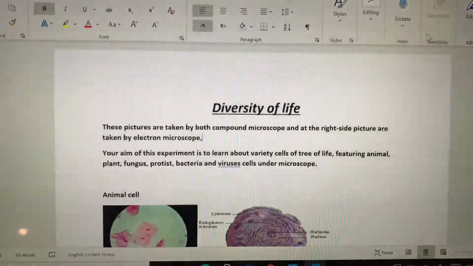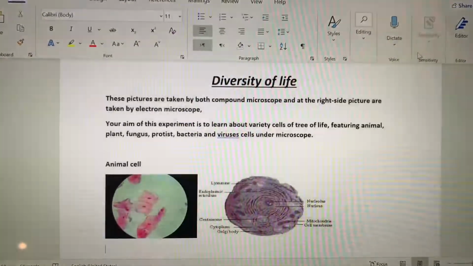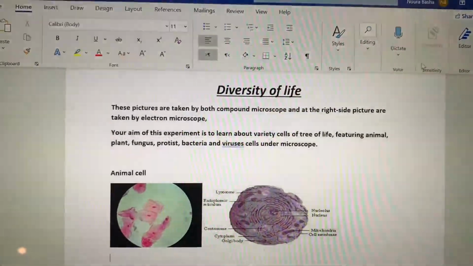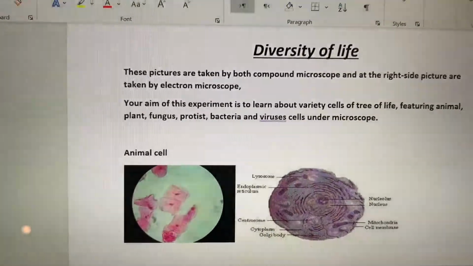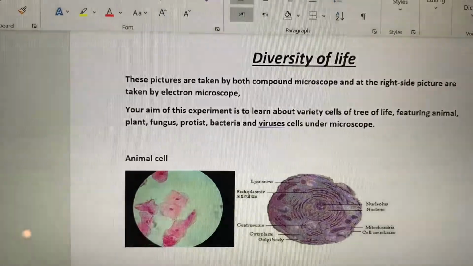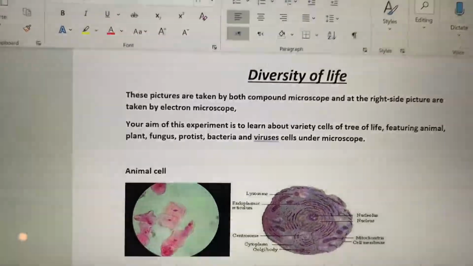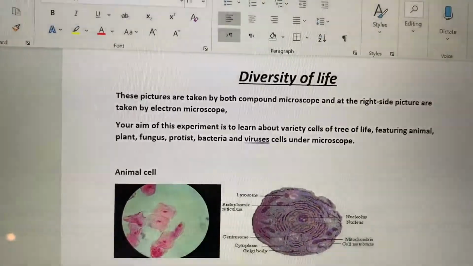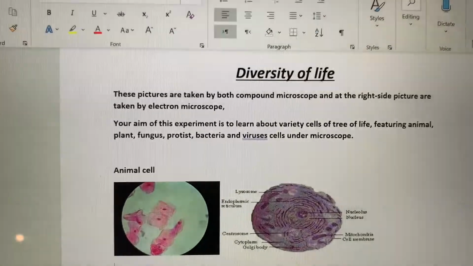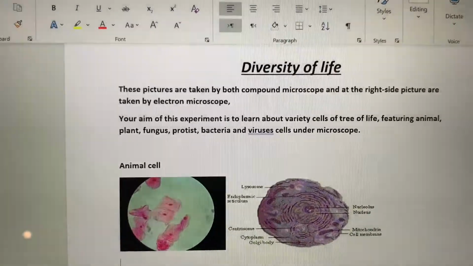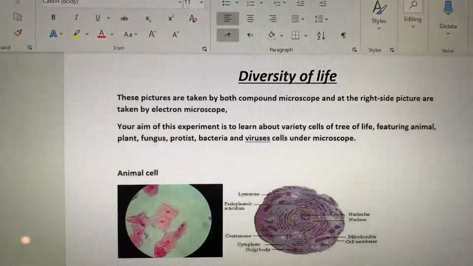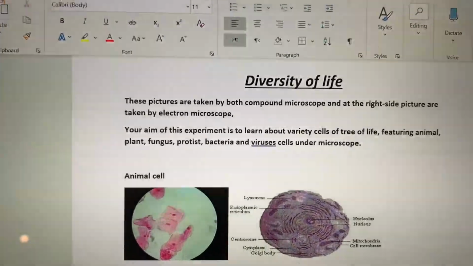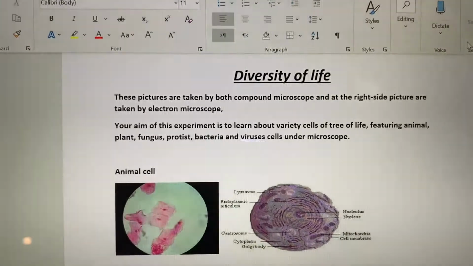Now over here, let me just go over here a second. This is the animal cell. As you can see, it is round in shape. The nucleus is centered. When we view it under the microscope, compound microscope, the only thing that you can see is the round shape, the cytoplasm, and the nucleus in the center.